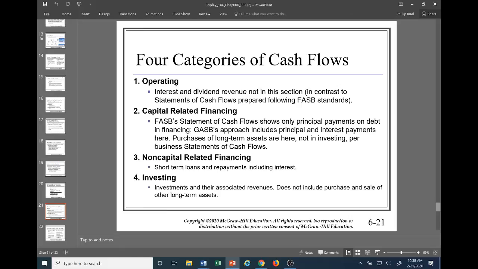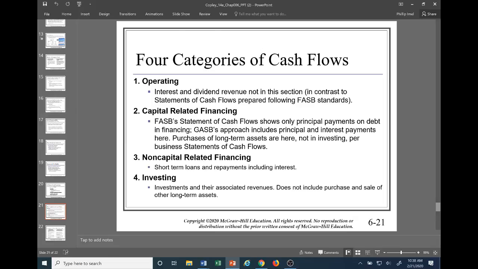Purchases of long-term assets are here, not in investing per business statement of cash flows. Because remember, on the investing section of the business statement of cash flows, when you purchase and hold on to fixed assets or the proceeds of selling them, that's investing activities. Well, in this, that's not the case. It's going to be in the financing, the capital-related financing, which makes sense because if we're buying and selling fixed assets, it's going to be in the capital-related financing.